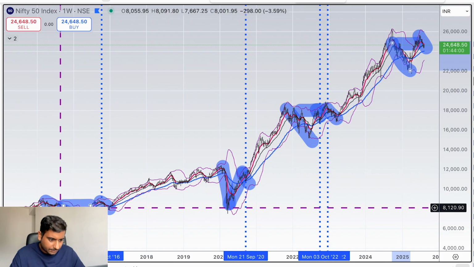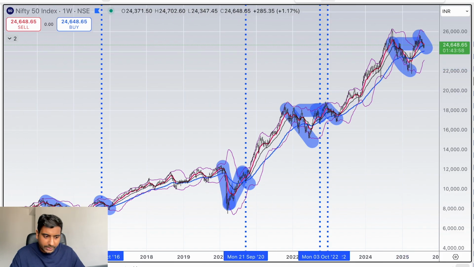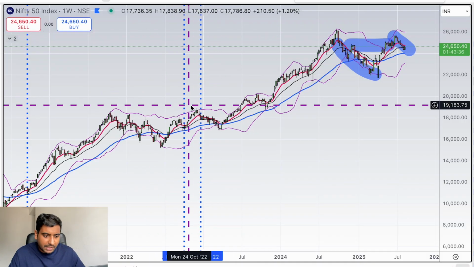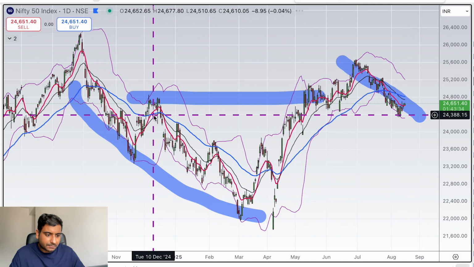Okay, so let me delete them one by one so that the vertical lines don't go, because we are going to see how the correction ends on a daily time frame. We'll have to shift one time frame lower. Okay, now we'll go to these parts first.